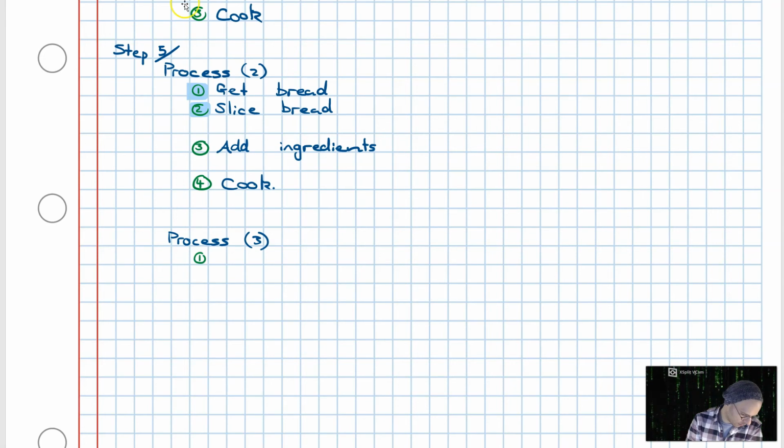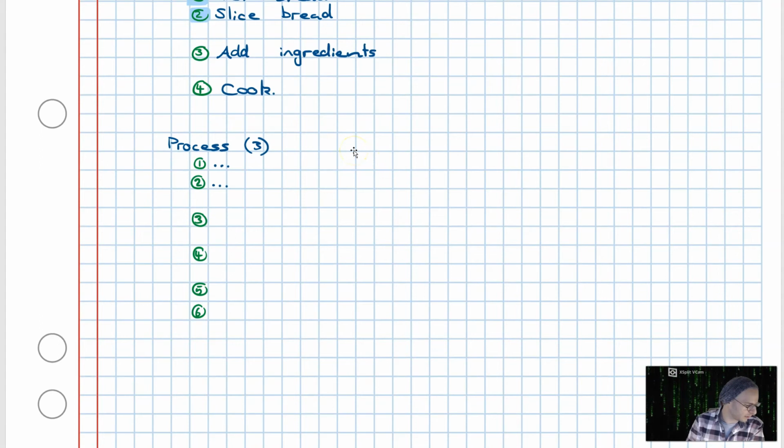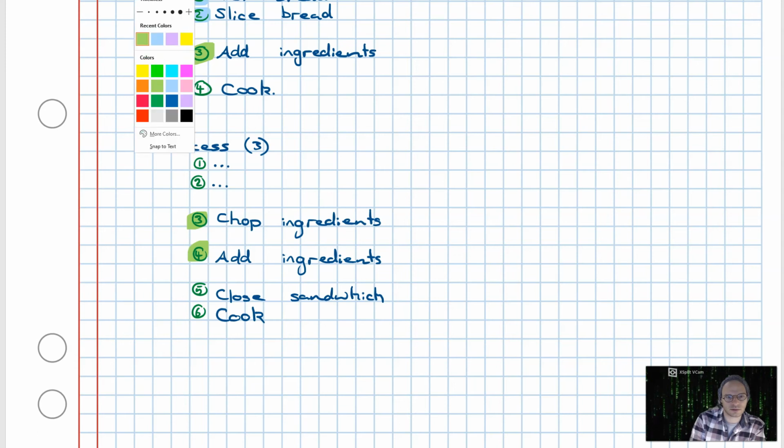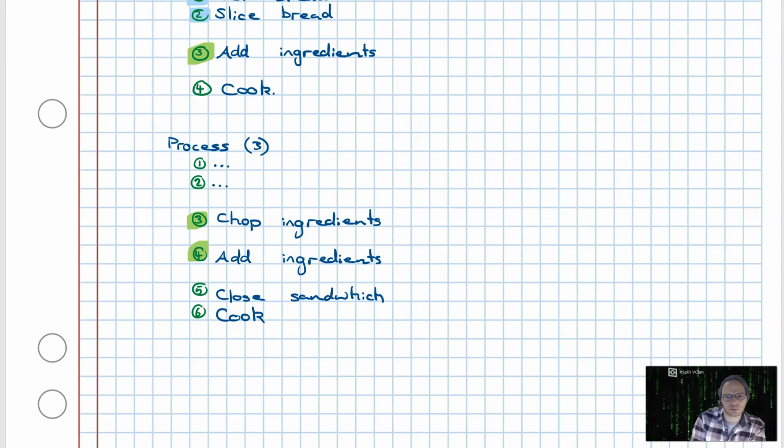We will have 5 instructions, and the first 2 instructions, they remain unchanged. We're just going to get the bread and we're going to slice the bread. Nothing too complicated about that. Now the next one is going to be chop ingredients, followed by add ingredients, followed by close the sandwich, and finally cook. So we've gone from just add ingredients to now chop and add. And we've gone from simply cook to close and then cook.